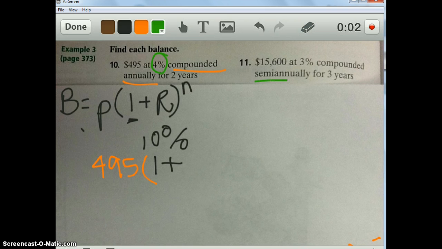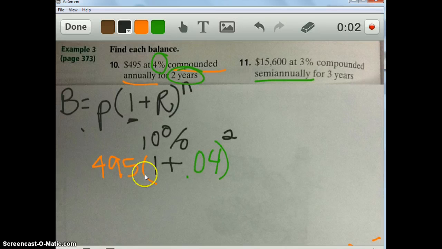Semi-annually on number 11, well, a semicircle, there are 2 semicircles that make up a whole circle. So semi-annually means it's 2 times every year. And then quarterly is 4 times every year. So this one just says annually. That means I don't have to tweak that 4%. So I can just do 0.04. Then it's 2 years, and because it only happens annually, up here it's a 2.